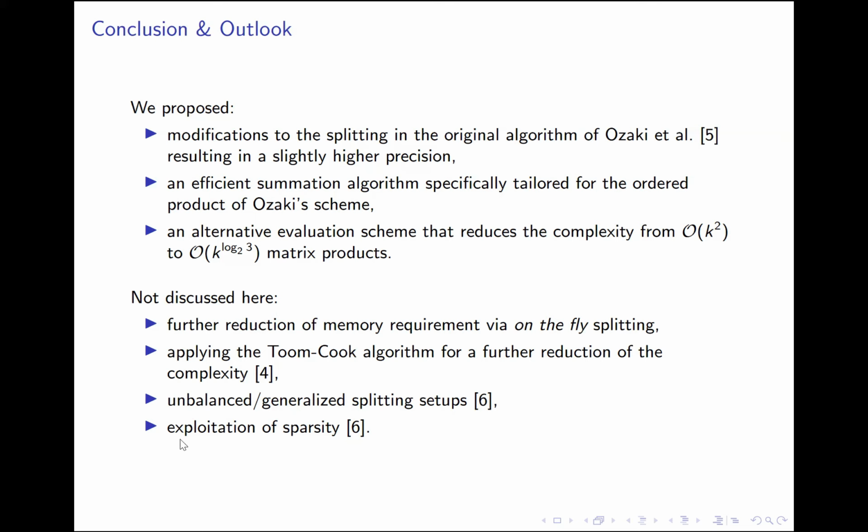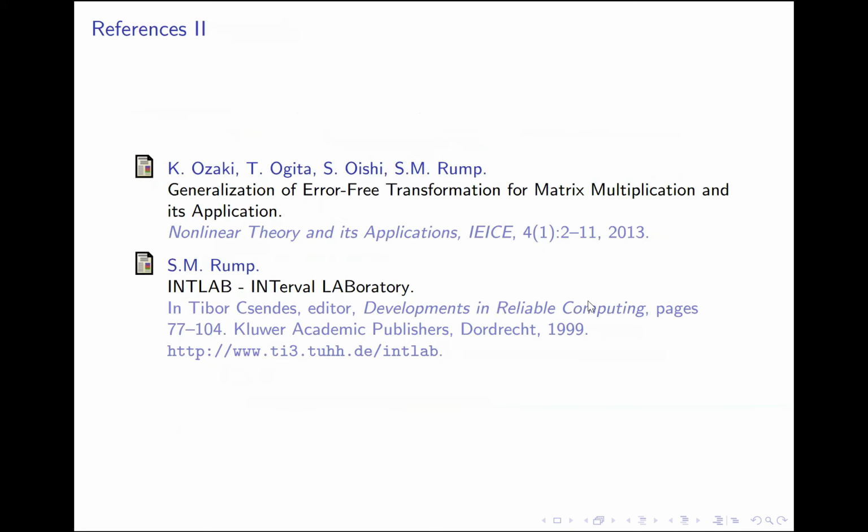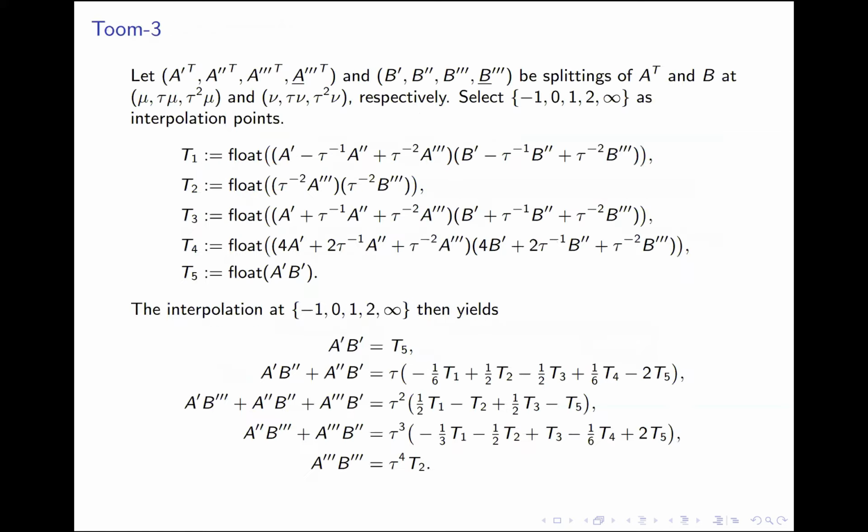Unbalanced generalized splitting setups and exploitation of sparsity were already discussed in another paper of Ozaki et al. Also the Toom-Cook generalization of the Karatsuba approach. There will be one last slide where I just want to show it, but not really time to discuss it here, or possible further reduction if you could split the matrices on the fly. So the references: on the Karatsuba approach, the original paper of Ozaki, and the generalization where they also speak about the application of sparsity and so on.